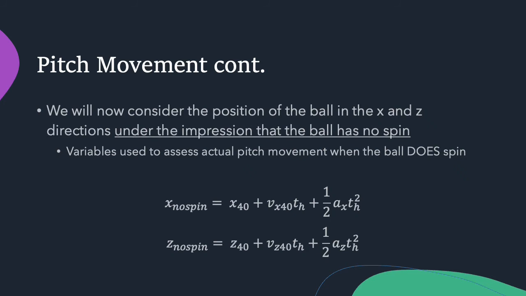With t sub h now solved for, we can move on to find the position of the ball in the x and z directions, under the impression that the ball has no spin. This will be useful in a little bit when we come to analyze the actual movement of the pitch when the ball does have spin on it, which is the regular in Major League Baseball. Represented by x sub no spin and z sub no spin, the equations are shown below.